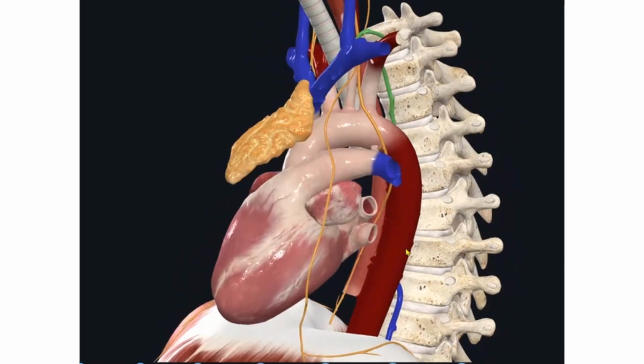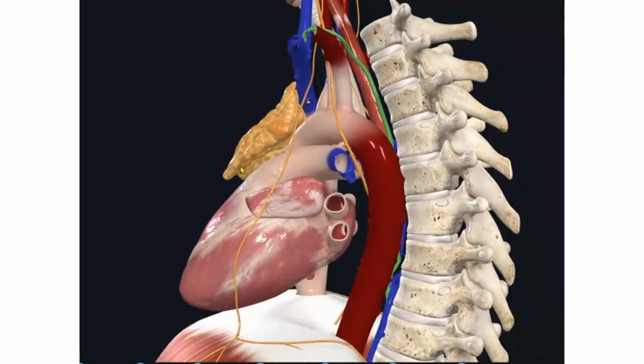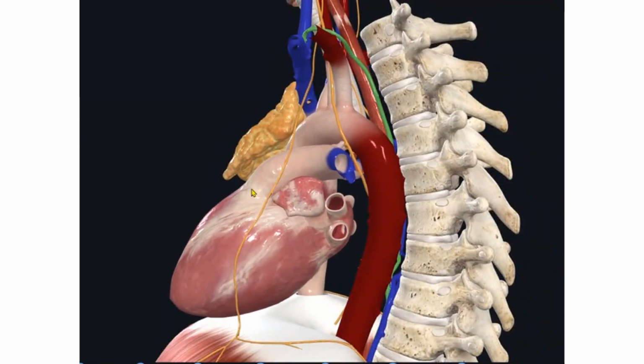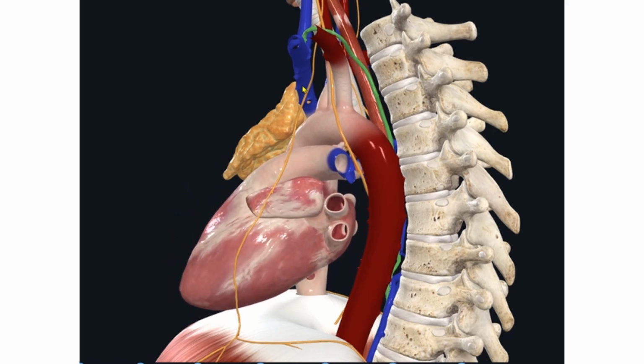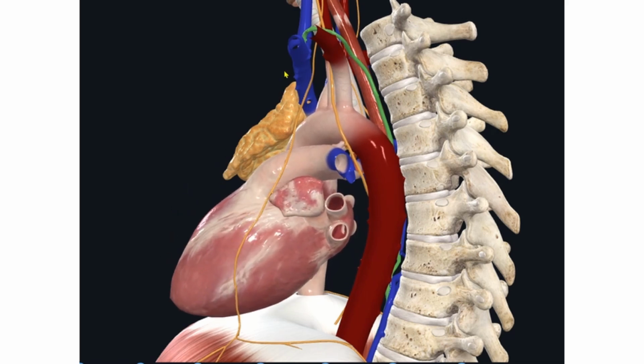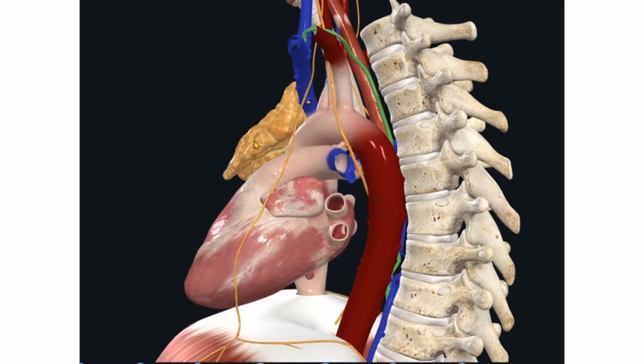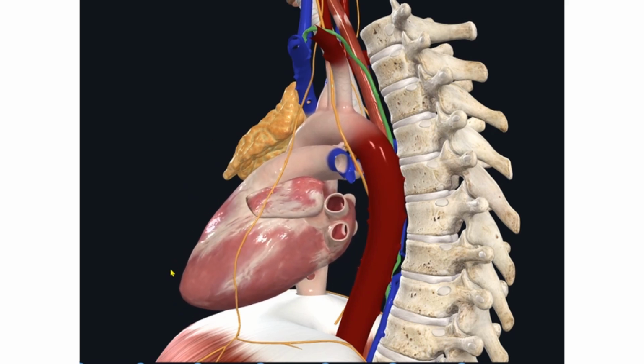Here we are. As we said before, the heart and the big vessels joining it, together with the phrenic nerves, make the middle mediastinum. Behind the heart, we have here the posterior mediastinum. In front of the heart, we have the anterior mediastinum. And here above, at the level of the arch of aorta, we have the superior mediastinum.